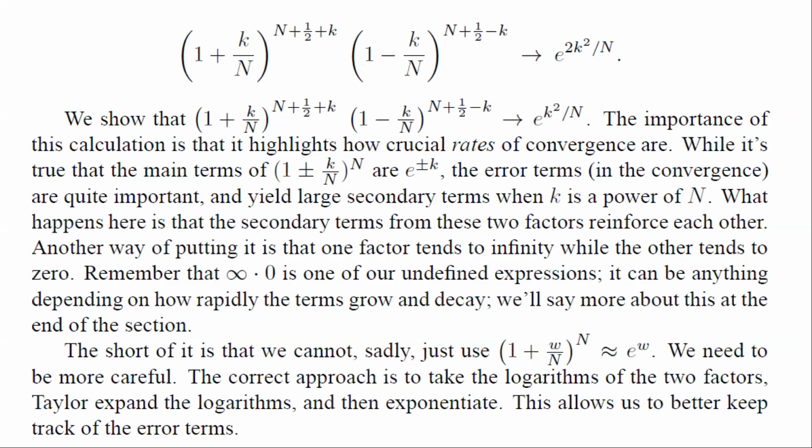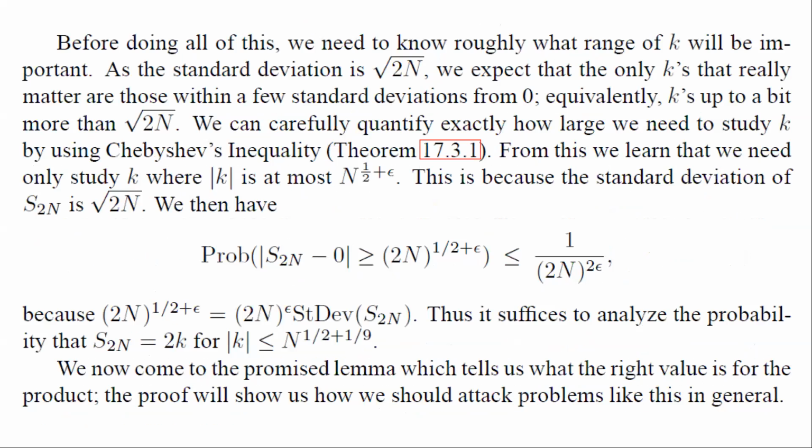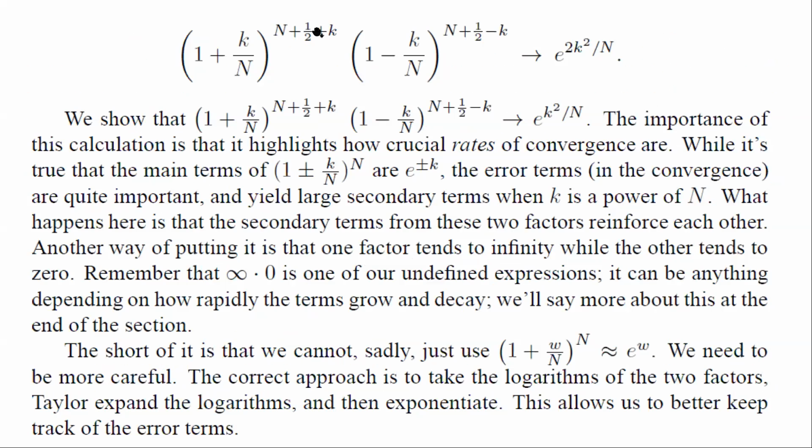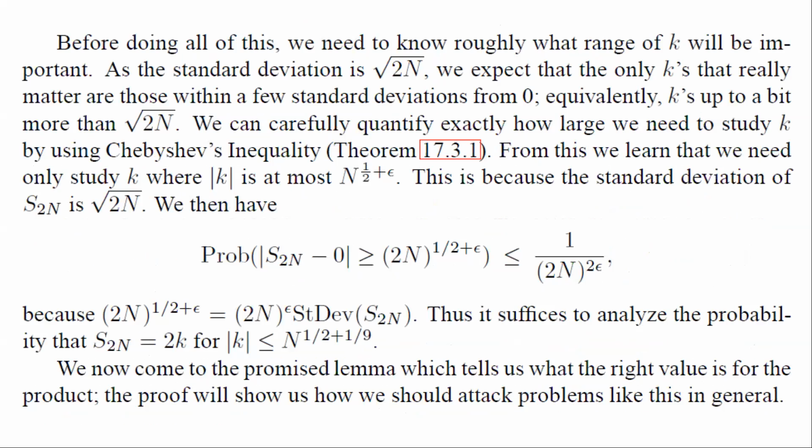The best way to attack this is to use logarithms. So as always, this is the general theme of any class of mine. When you see a product, take logarithms. And so if we take logarithms and do the calculation out, you'll get the n plus 1/2 plus k coming down, the log of this, Taylor expand this, and you'll see basically everything cancels. So we can't just say that this is just e to the w. So again, as a good exercise, go through, do the calculation in a little bit more detail.